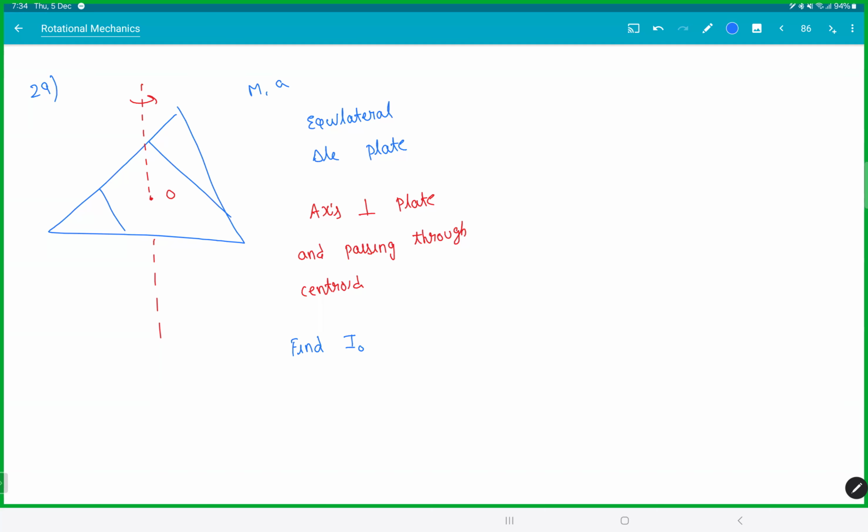MA square by 25. 20 MA square by 4. Okay. That's not the answer, but I'm interested. How did you get that? Listen, 5 MA square by 24.